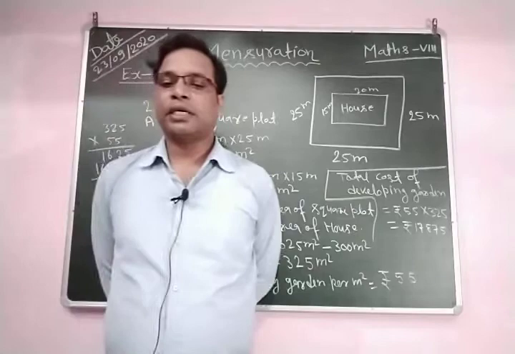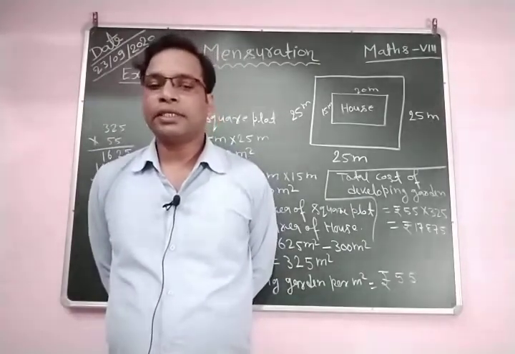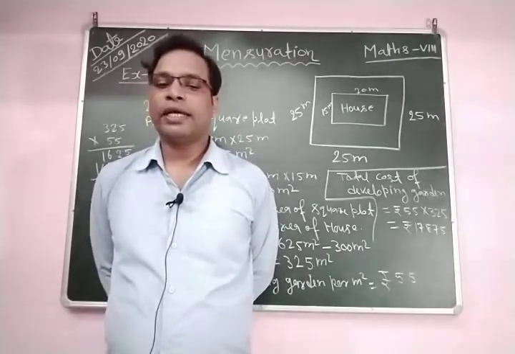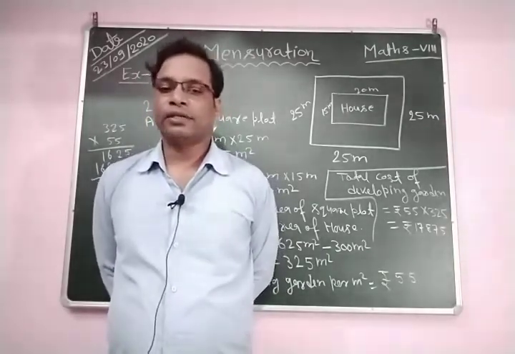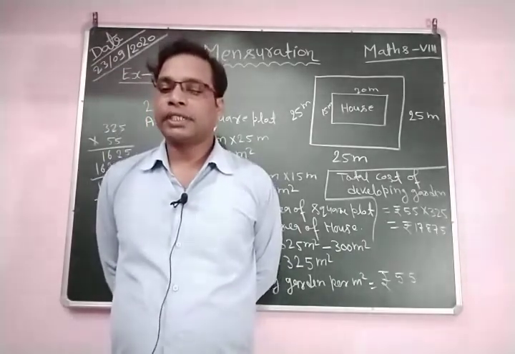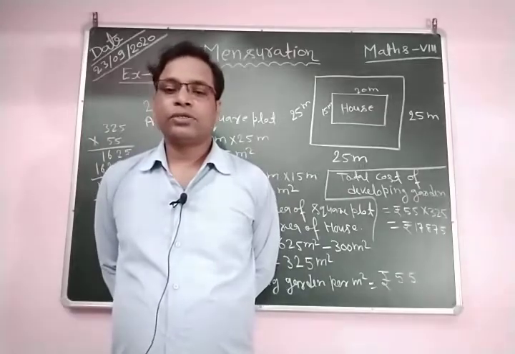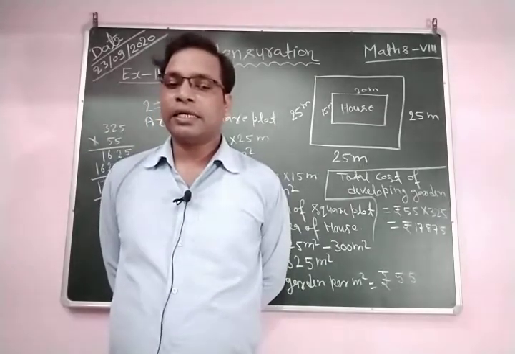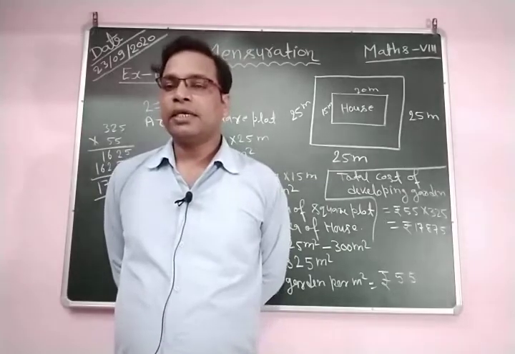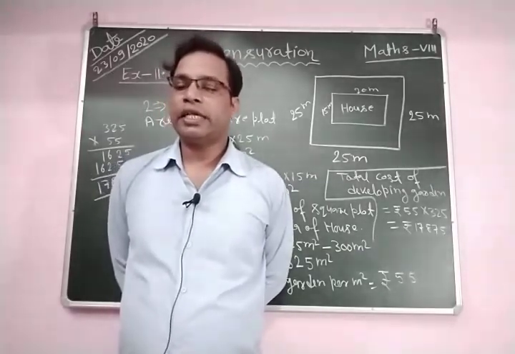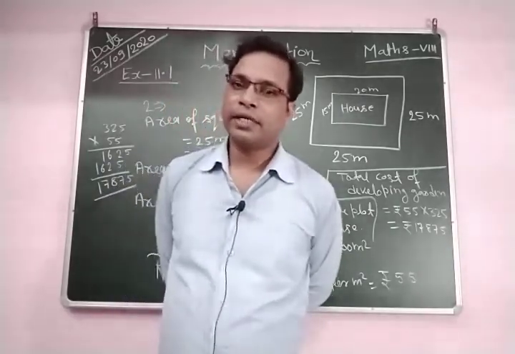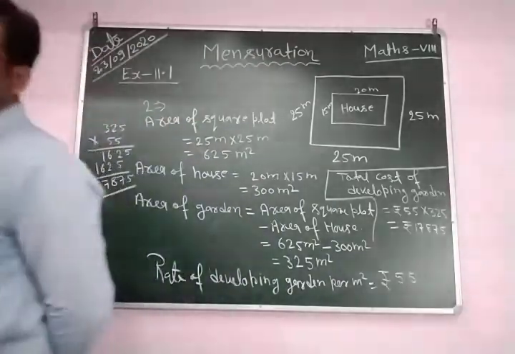The question says: the shape of a garden is rectangular in the middle and semicircular at the ends, as shown in the figure. Find the area and the perimeter of this garden. Clear? So the garden is rectangular in the middle and semicircular at the ends. Here you need to find the perimeter and area of this garden. So let's see how to find the perimeter and area of this garden.